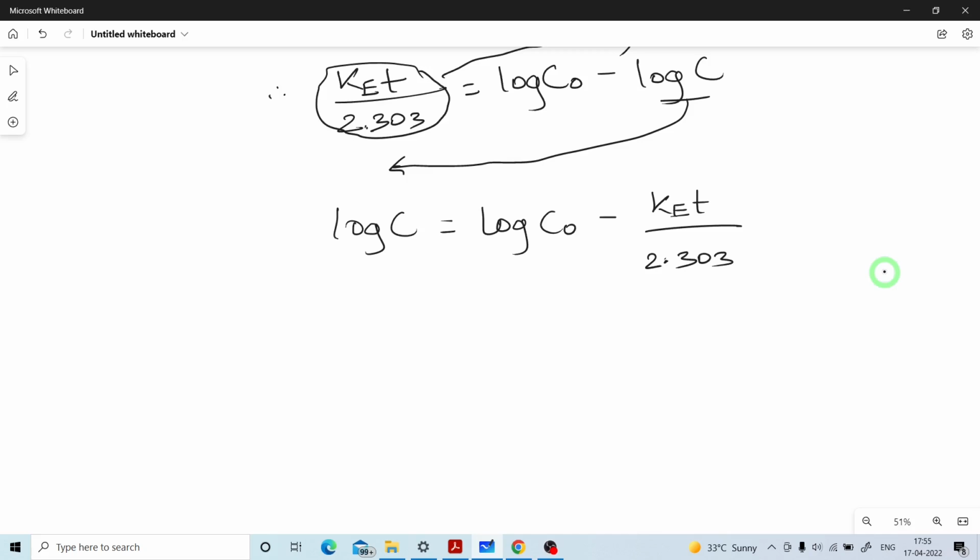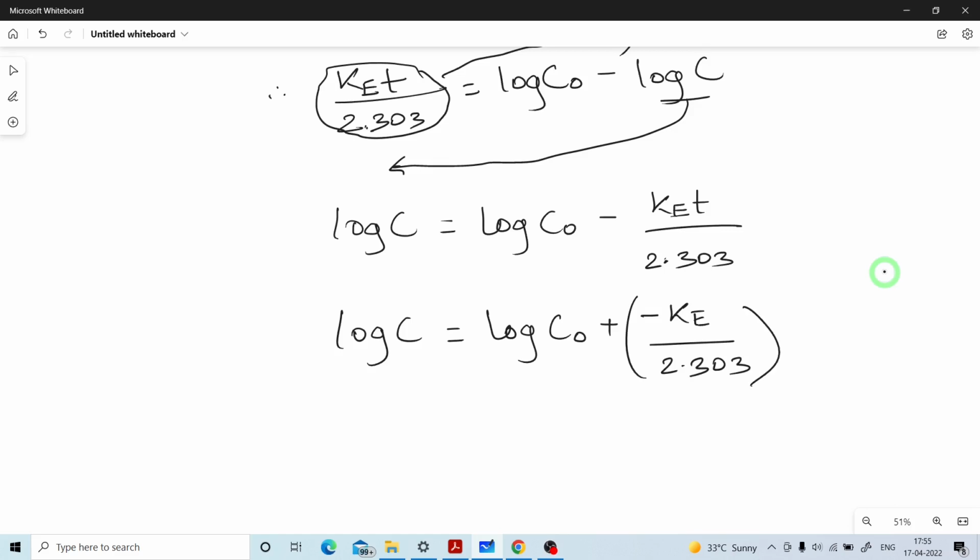Now I can write this equation in another form, and that form will be log of C is equal to log of C0 plus, in bracket, minus Ke upon 2.303, bracket complete, into T. Now, if you look, this equation looks like the equation of a line, where log C represents Y, log C0 represents the intercept C, minus Ke upon 2.303 represents the slope, that is M, and time T represents X. So, using this equation, we can plot a graph, and from the slope of that graph, we can determine the elimination rate constant.